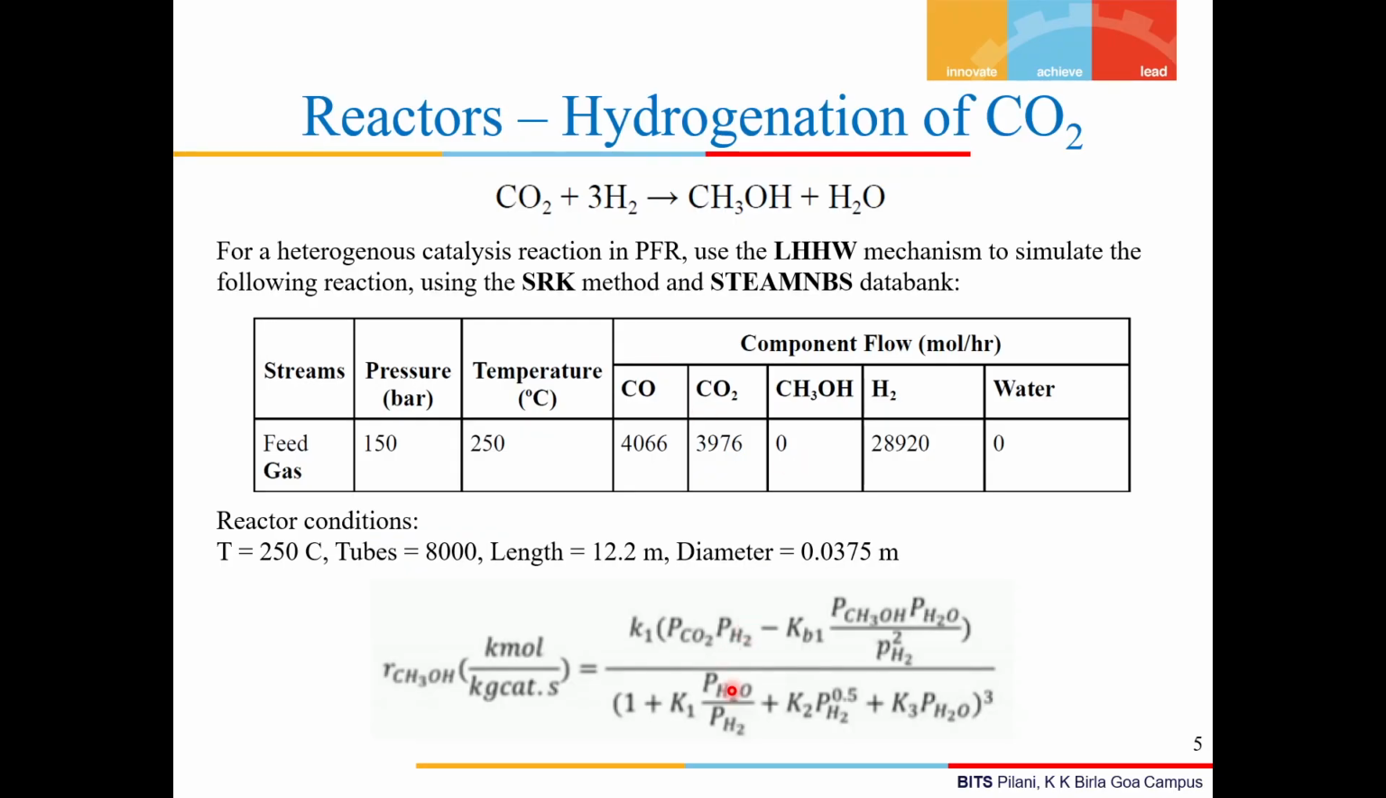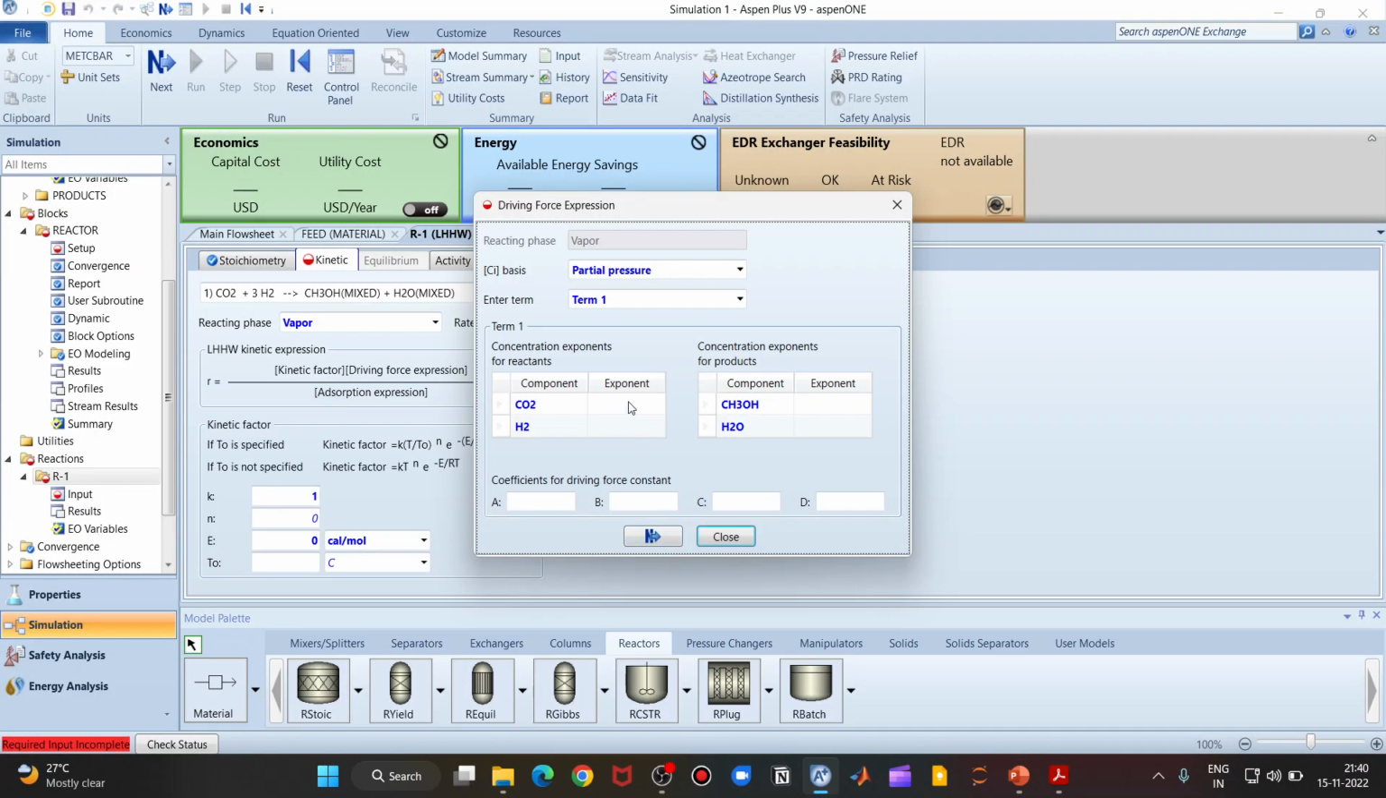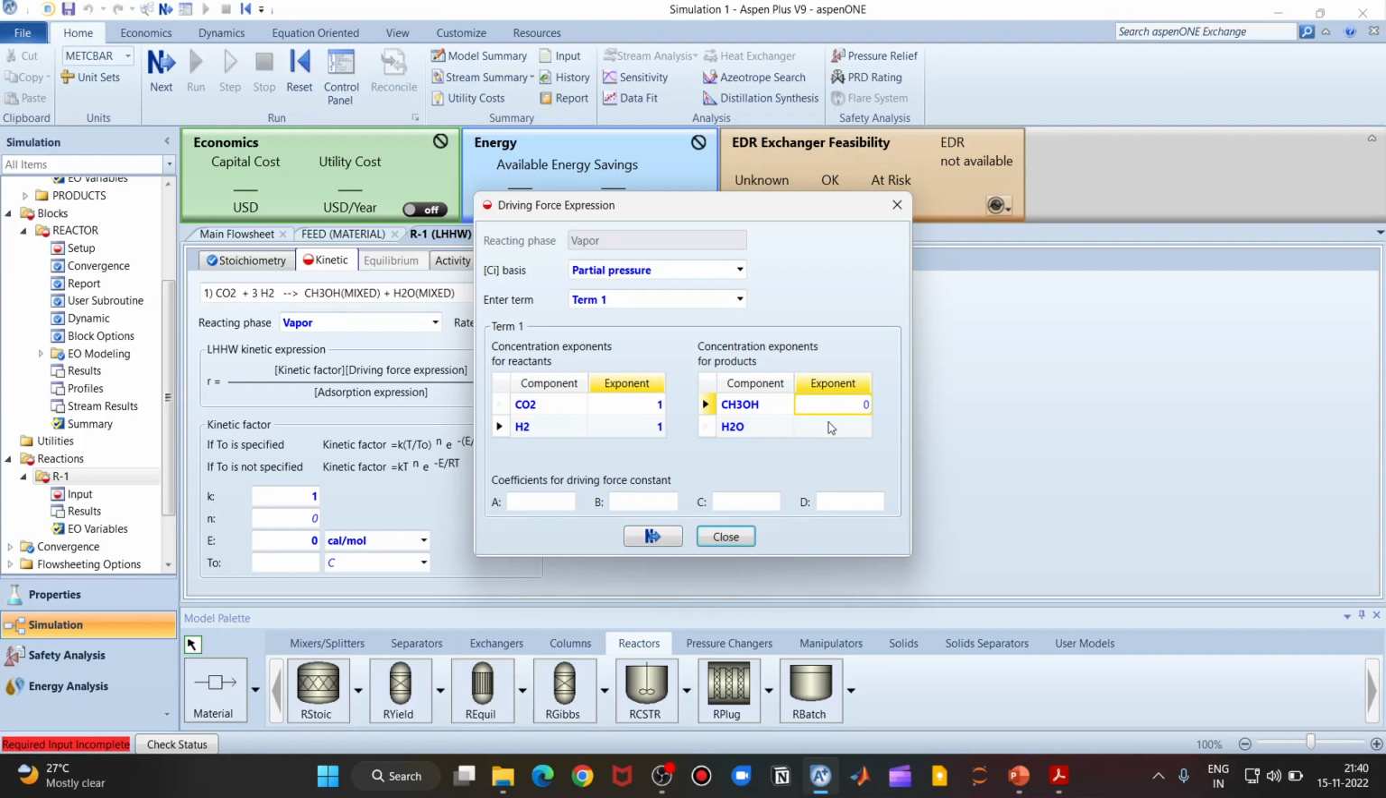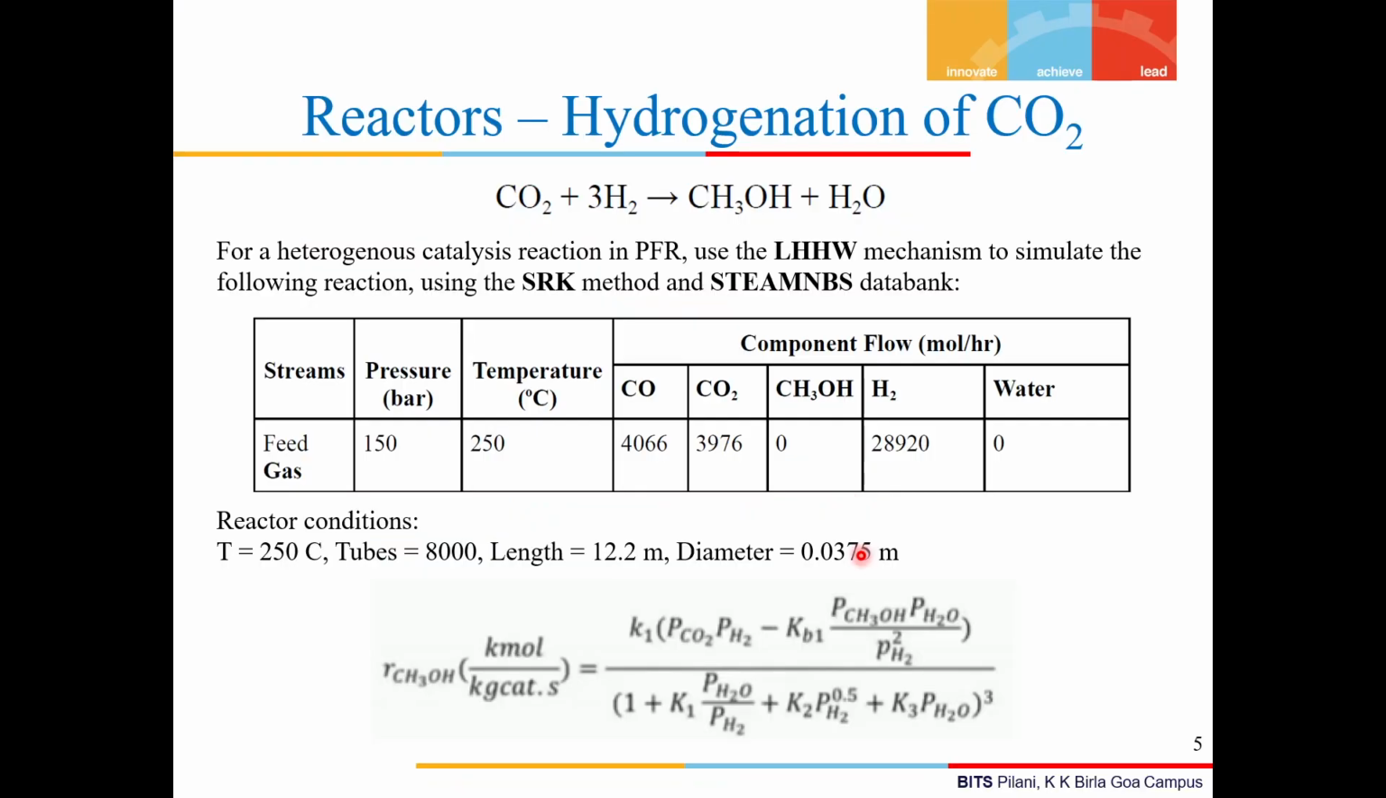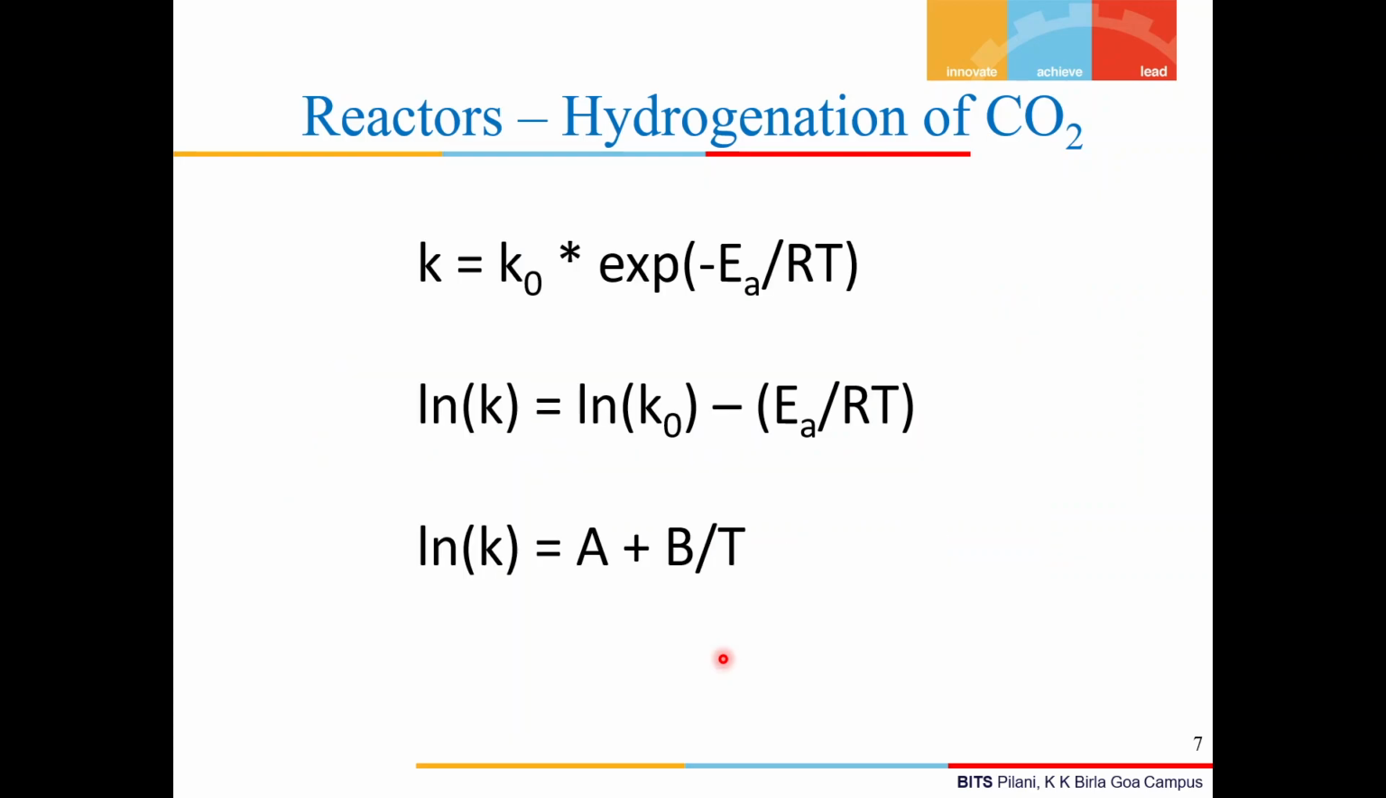If you see in term 1, we have partial pressures with respect to CO2 and hydrogen. The coefficient exponents are 1 and 1. So with respect to CO2 it is 1, and with respect to hydrogen also it is 1. With respect to methanol and water it is 0. I hope you understand this. And now we have something called coefficients A, B, C and D. Okay, so if you see term 1, we have the coefficient K1, which means K1 into partial pressure of CO2 into partial pressure of hydrogen. So for that, let me explain how we are getting those A, B, C, D parameters.